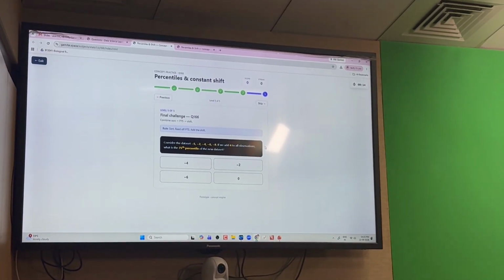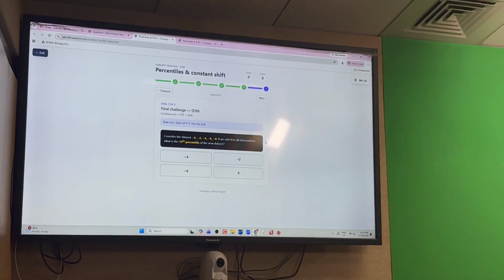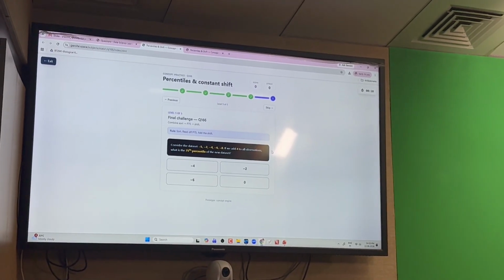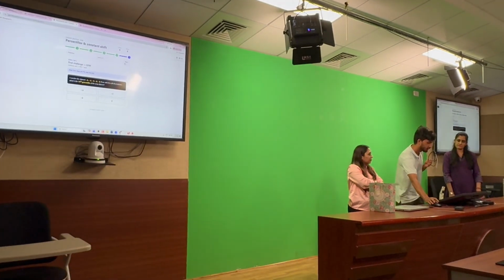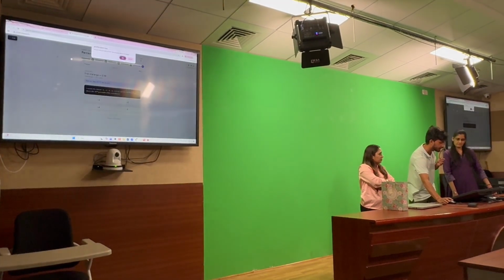So basically it is asking for the 75th percentile. If we add 4 to all those values, how will we be able to solve this? So this is just from the one screenshot that you did. You can try it out yourself as well.